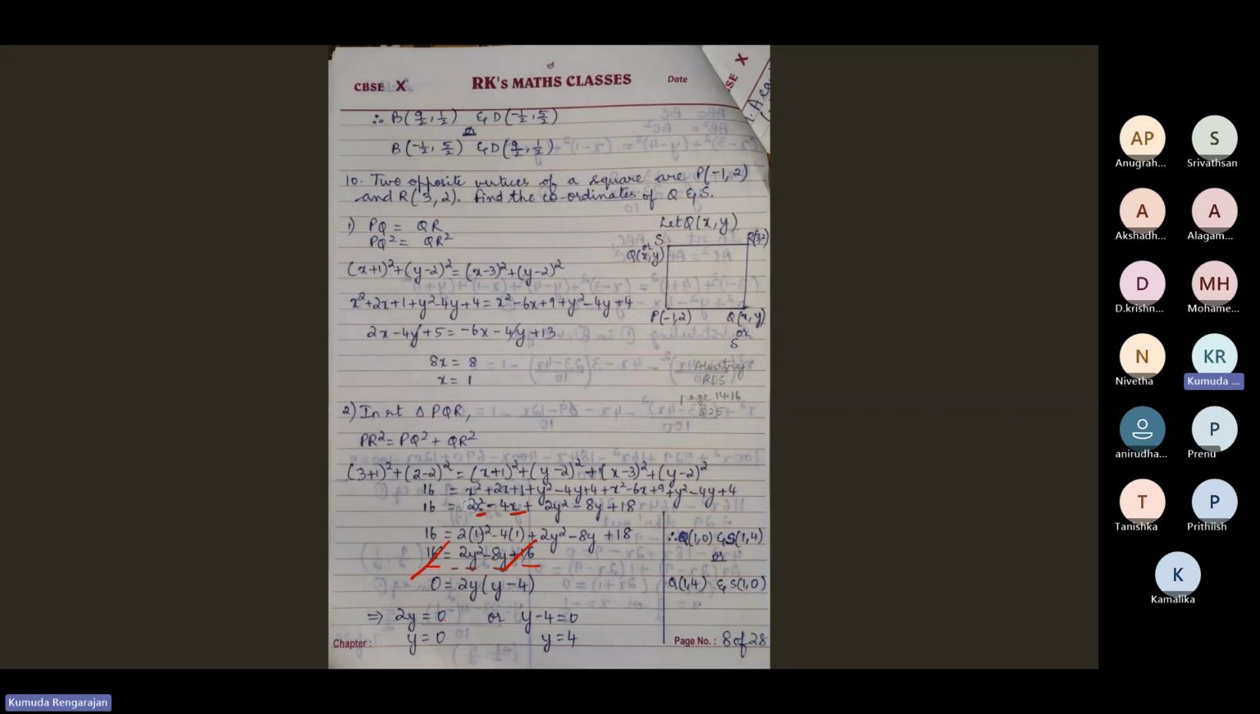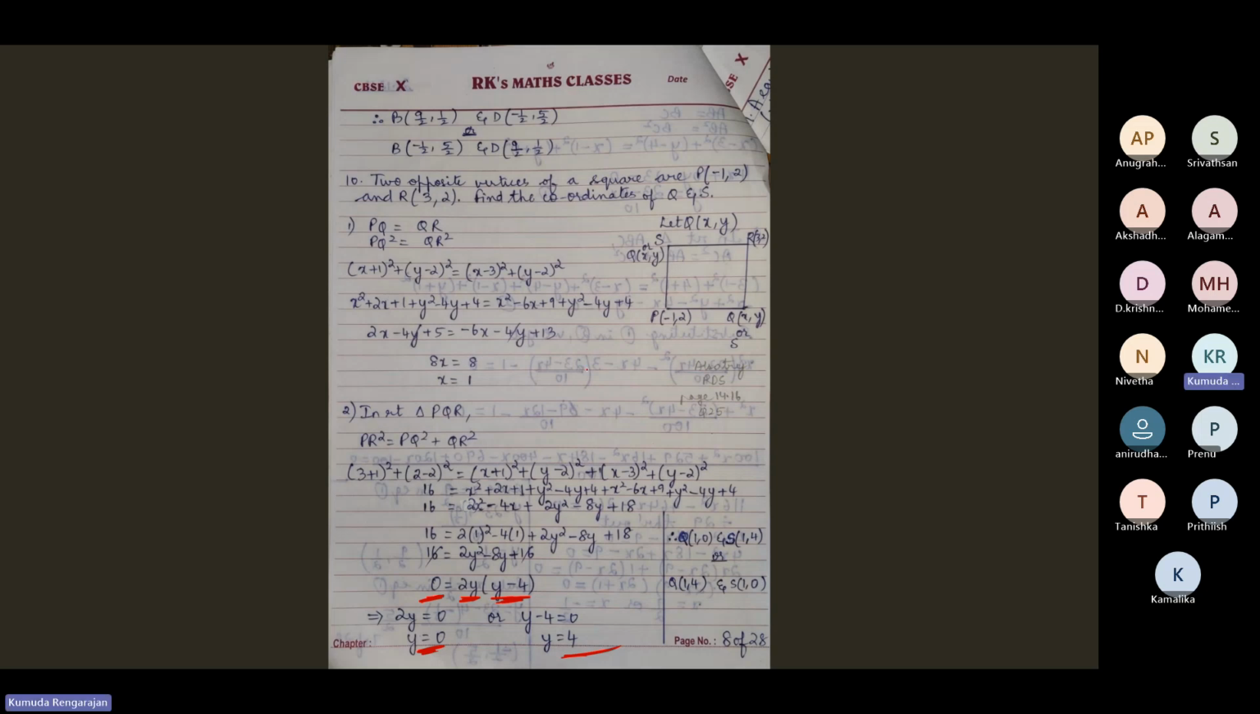We don't have all the three terms, so here you'll have to take out the common factor. 2y is common. So 2y into y is 2y square, 2y into minus 4 is minus 8y. So take out 2y common. Then 2y is equal to 0 or y minus 4 is equal to 0. So 2y is equal to 0, y is 0. y minus 4 is equal to 0, y is equal to 4.